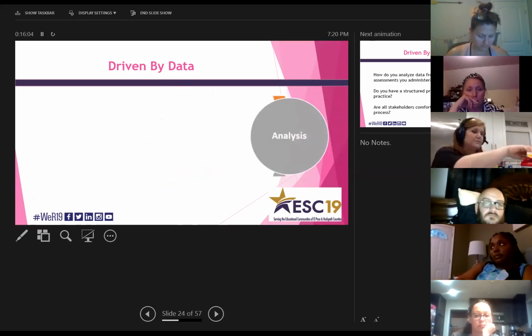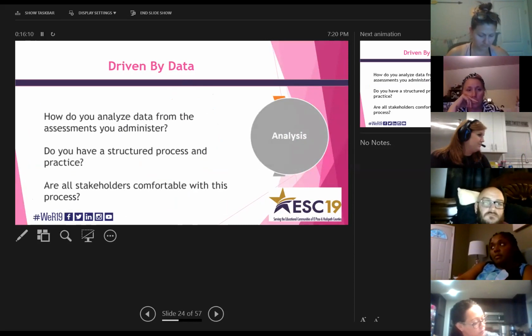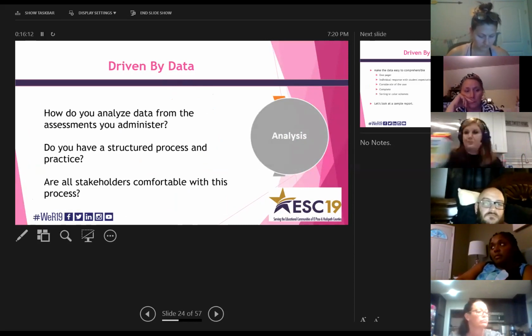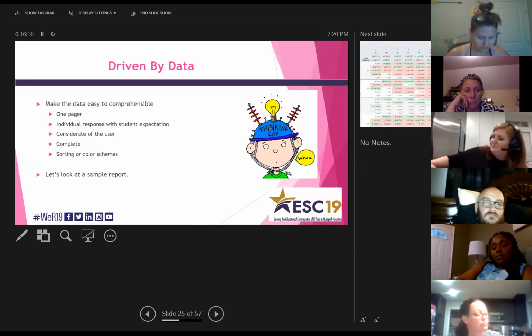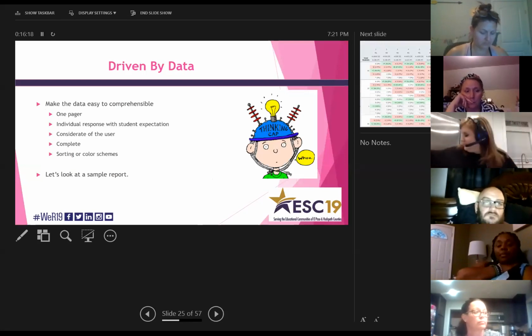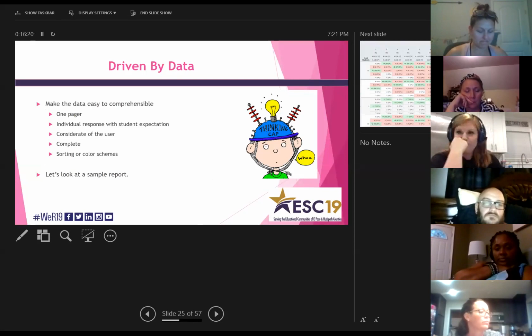So in terms of data analysis, so we have assessments and we get data from them. So what do we do with it once we get it? So how do we have a structured process in place? So first of all, I think that the simplest thing to do is make that data easy to comprehend. So a single page is much better than reams and reams and reams of paper.